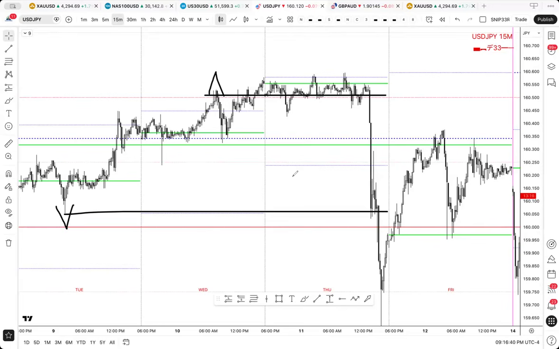and from there, hope is on the table. But you don't need hope if you have a rinse and repeat setup that you are taking over and over and over again. Entry, stop loss, take profit, and be done. Now, all of these are pump and dumps.